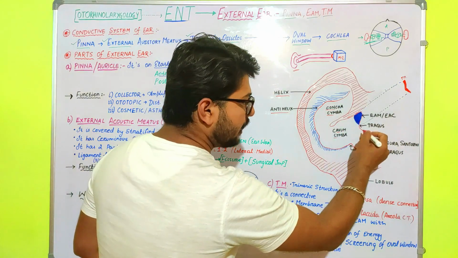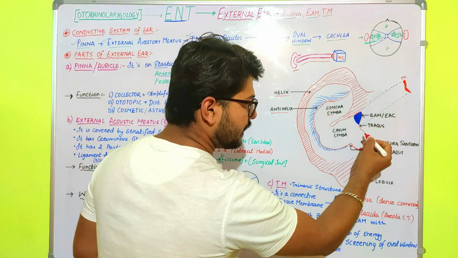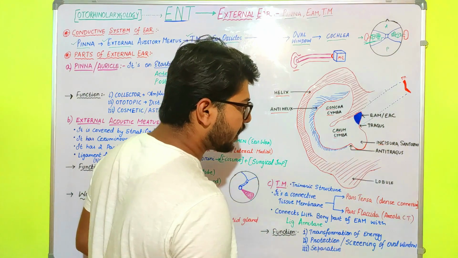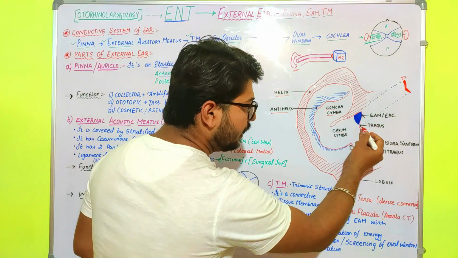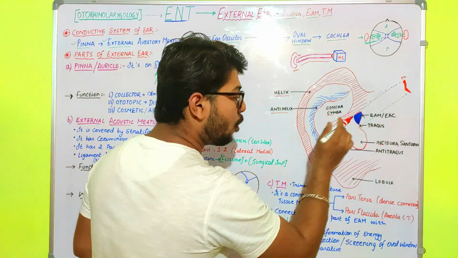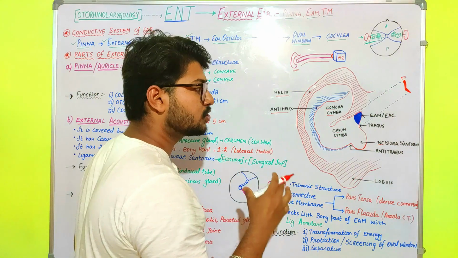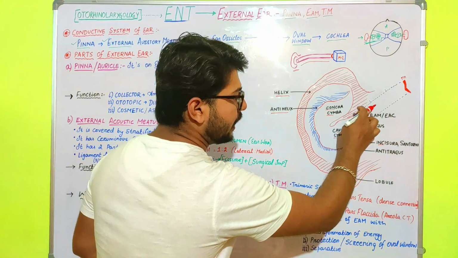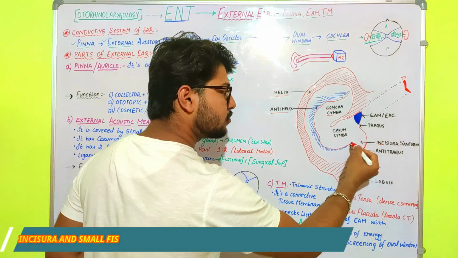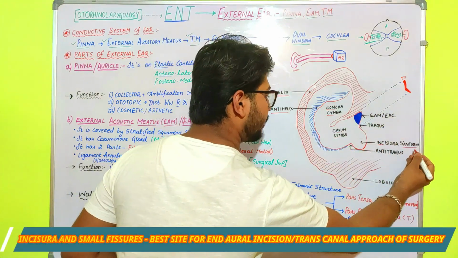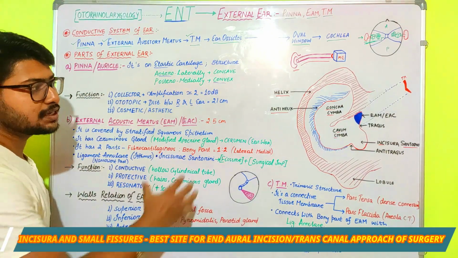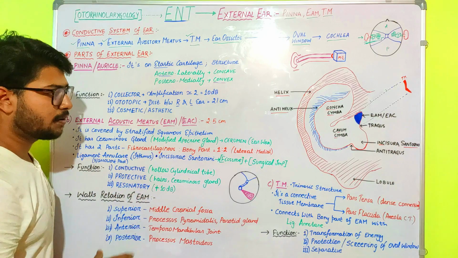Okay, then here you can see a structure that is the tragus. Anterior to it we have the antitragus, and covering the opening of the external acoustic meatus we have the tragus. This opening is mostly covered by the tragus. This incisura is known as incisura santorini, which has its own surgical importance. So these are the structures that are present in the pinna.